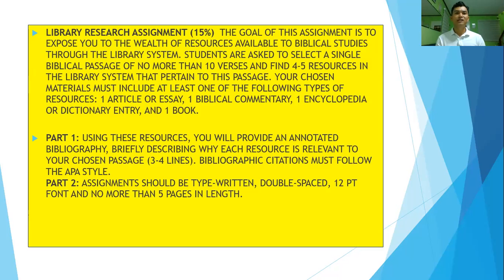Your chosen materials must include at least one of the following types of resources: one article or essay, one biblical commentary, one encyclopedia or dictionary entry, and one book. Then part one of that library research assignment will be using these resources. You will provide an annotated bibliography, briefly describing why each resource is relevant to your chosen passage. So you will do 3 to 4 lines with that. Bibliographic citations must follow, in our case, APA style.